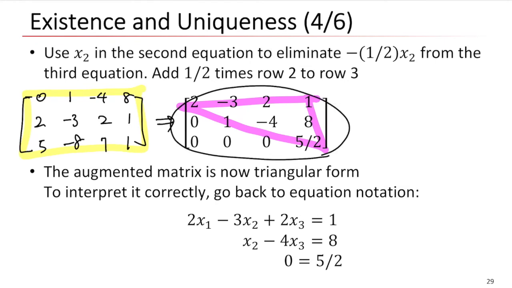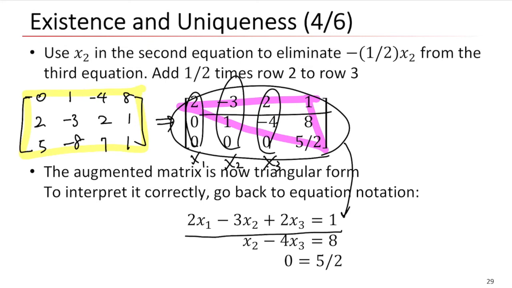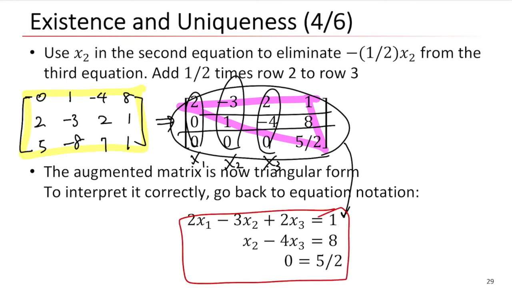So how can we go back to the equation notation from this matrix form? We already know these columns are related to x1, this column to x2, and x3, like this. So the first row can be represented as this equation: 2x1 minus 3x2 plus 2 times x3 is equal to 1, right? What about this? It can be represented as 0 times x1 plus 1 times x2 minus 4 times x3 is equal to 8. And in the last case, 0 times x1 plus 0 times x2 plus 0 times x3 is equal to 5 over 2, right? So let's simplify this equation. Anyway, we got this equation form.